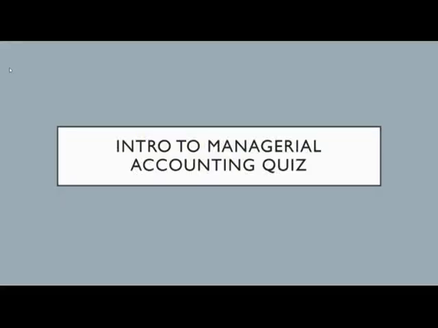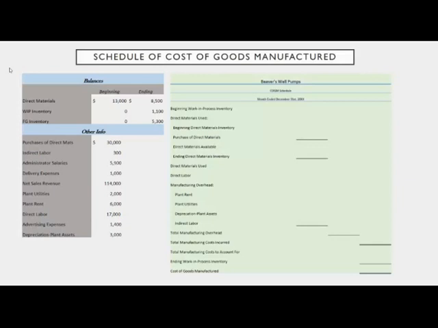Hello everyone, this is your Intro to Managerial Accounting quiz, or your Chapter 18 quiz on Pearson. For this quiz, you're going to have to do two things. You're going to have to make a cost of goods manufactured schedule. This is a document which keeps track of the total costs of goods that you produced during the period in which you finished manufacturing. And that last part is the important part.